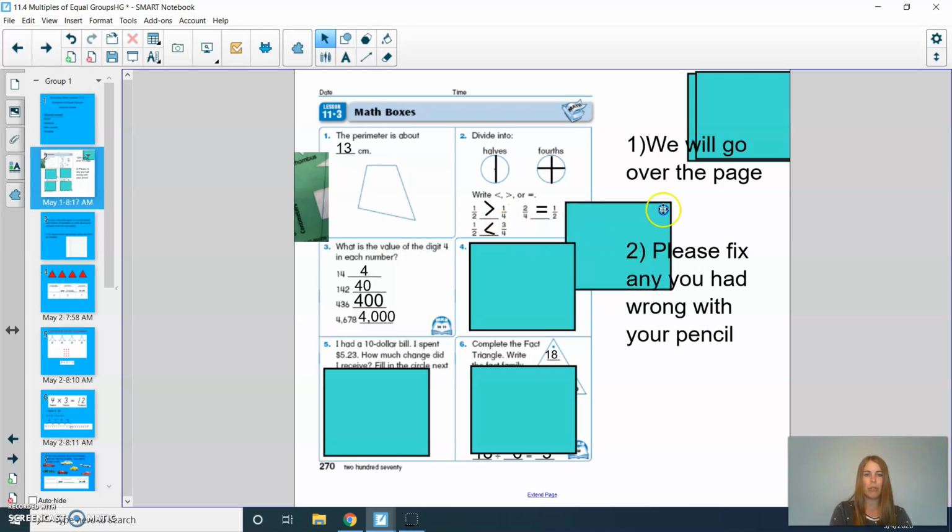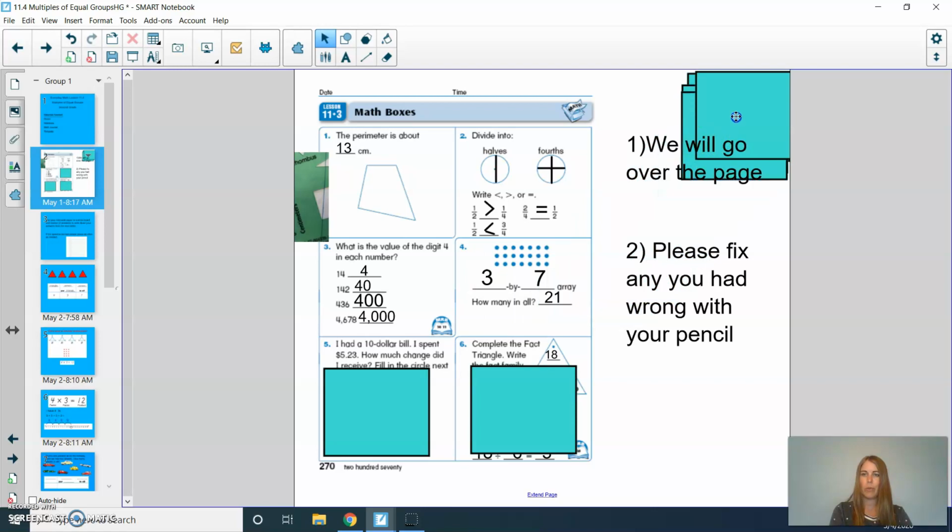For question number 3, what is the value of the digit 4 in each number? So in the number 14, the value is 4. In the number 142, the value is 40. In the number 436, the value is 400. In the number 4678, the value is 4000. For question number 4, we have a 3 by 7 array, and 3 times 7 is equal to 21.